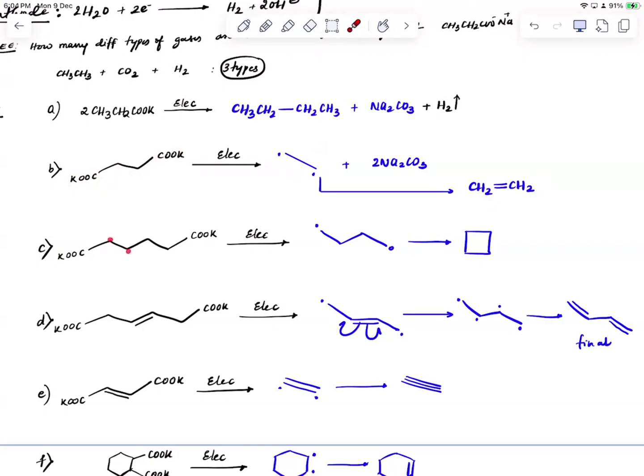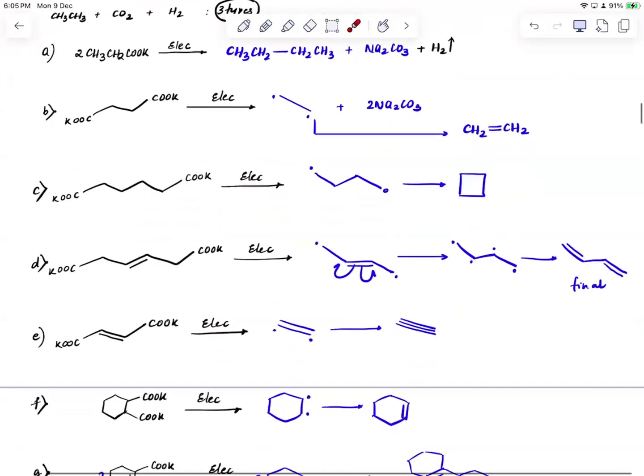Same way here, if you have 1, 2, 3, 4, and I remove this CO2, dot will come here and dot will come here. These two will terminate. So what do I get? Right? So this will go away. So I'll get 1, 2, 3, 4. So dot and dot are present here. Those two will terminate. You'll get this as cyclobutane. Same way if I remove here and here, I'll get dot and dot here. So you will get two dots here and two dots here. That will convert into a conjugated diene. So conjugated diene will be the more stable form.